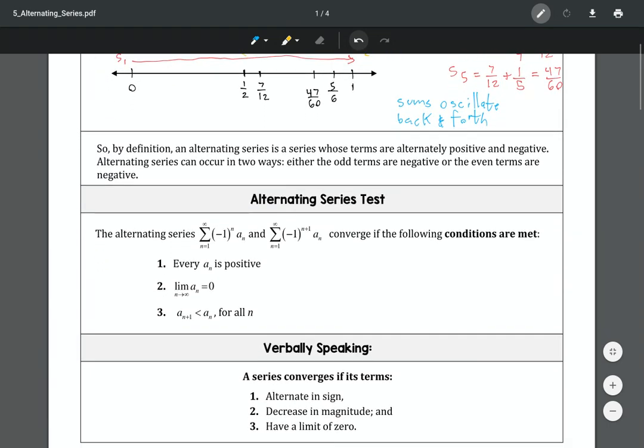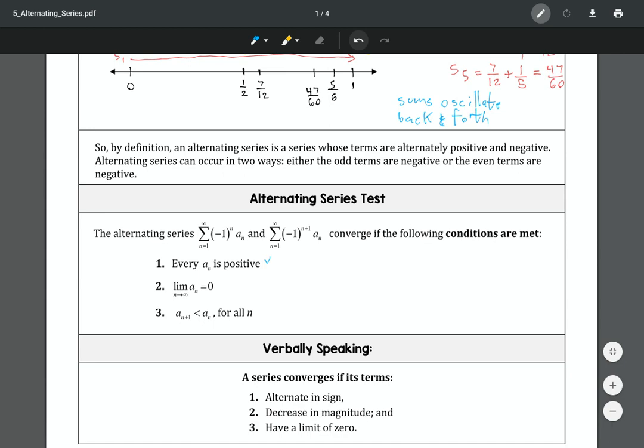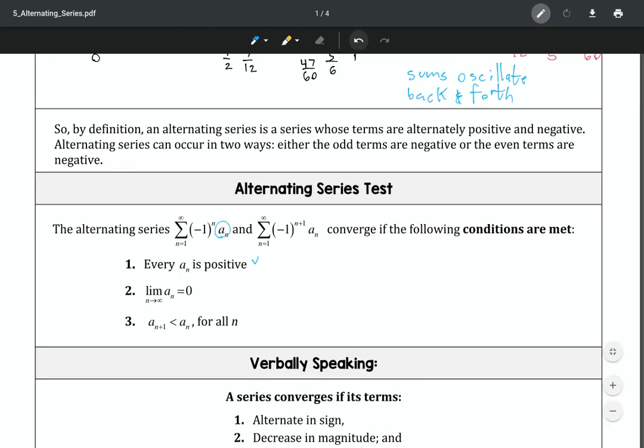Now, the alternating series test is going to be used when you have the following three conditions, and if those three conditions are met, then the series will converge. First of all, every a of n has to be positive. Now, a of n happens to be this part. It's just the part that's actually the sequence, not the series. Second, it has to be decreasing. This is just a fancy way of saying decreasing. And then also the limit as n goes to infinity of the sequence has to be equal to zero. If those conditions are met, then the alternating series is going to converge.